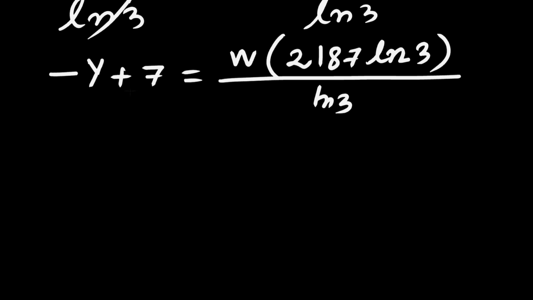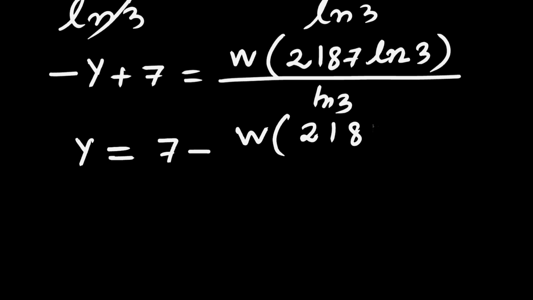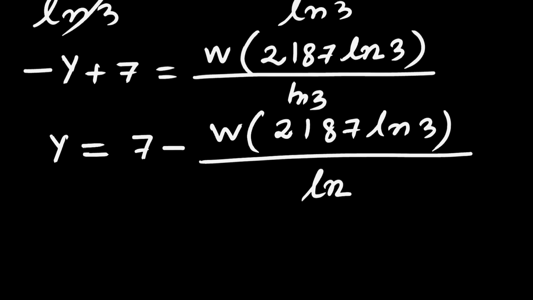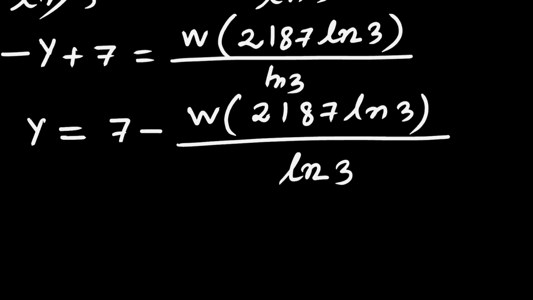And now for the final step. Solve for y. Therefore, y equals 7 minus Lambert W of (2,187 times natural logarithm of 3), all divided by natural logarithm of 3. And that is the exact answer. But let's also find a decimal approximation.